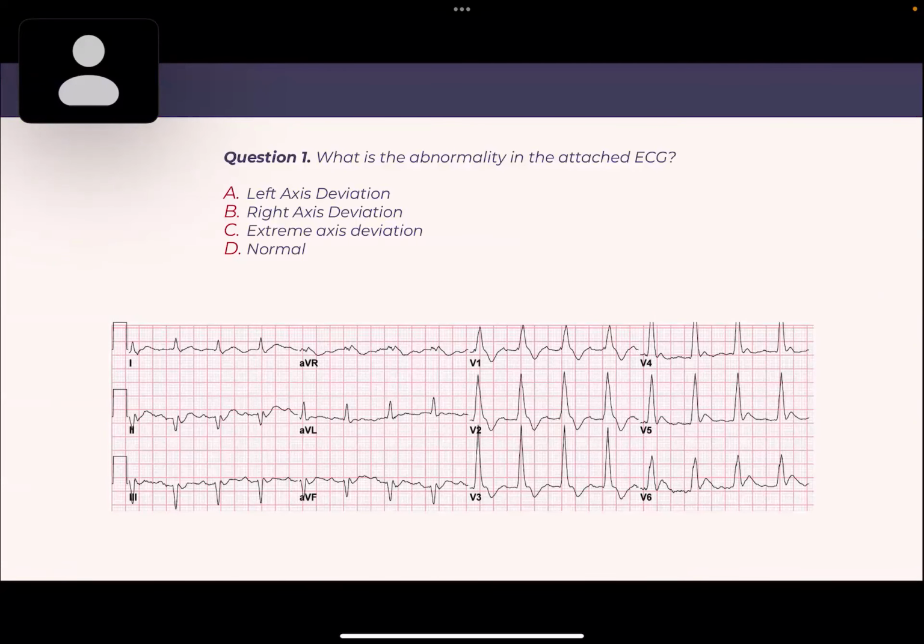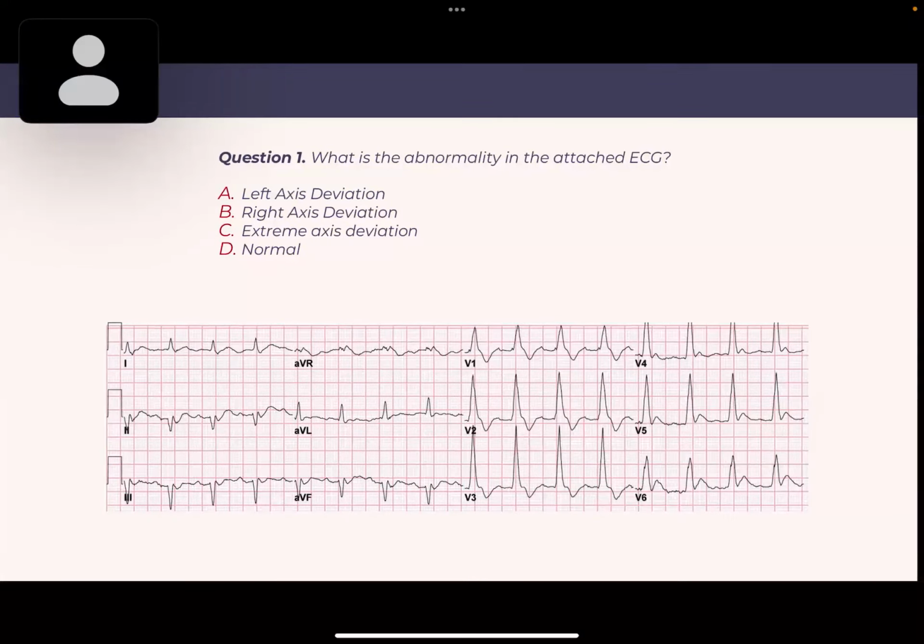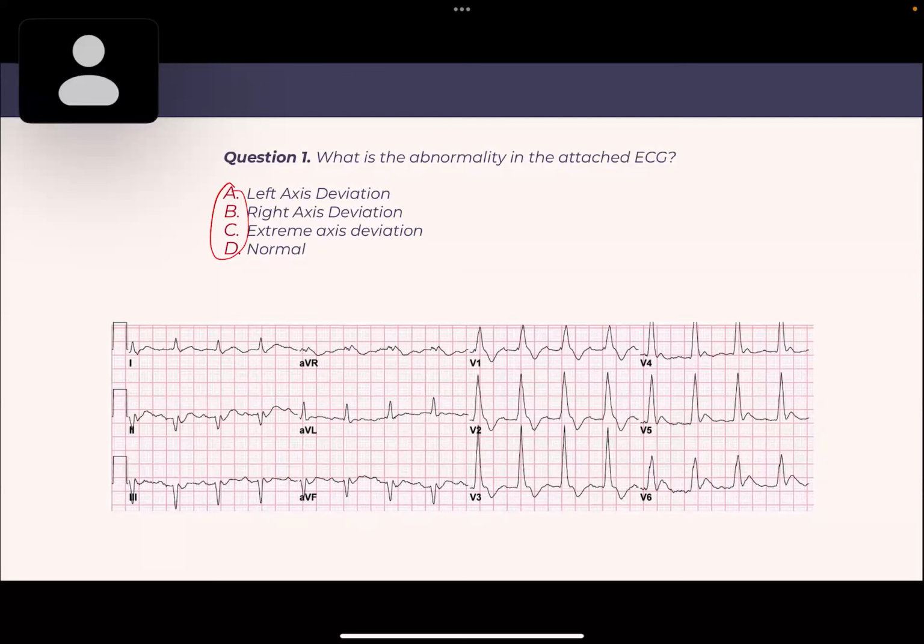So who can help me answer this question? First thing that you should do whenever you read a question, when it comes to either the final exams in med school or your medical license exam like the USMLE, is look at the answers. What are they asking about? Are they asking about the QRS complex? Are they asking about the cardiac axis and so on?